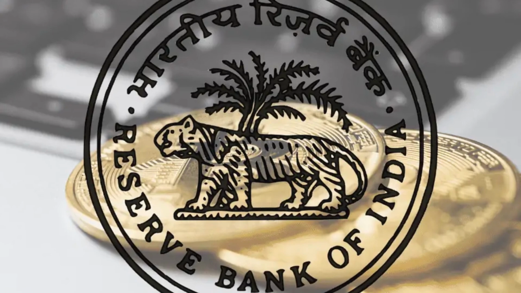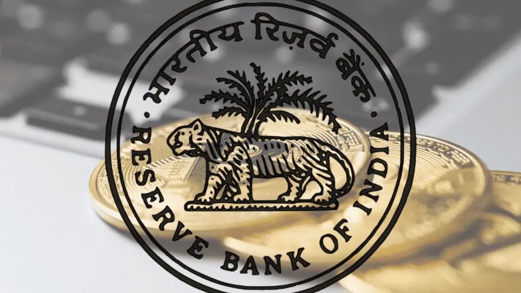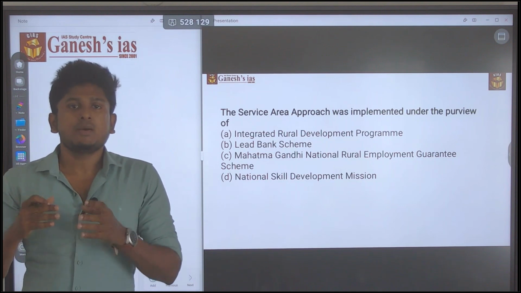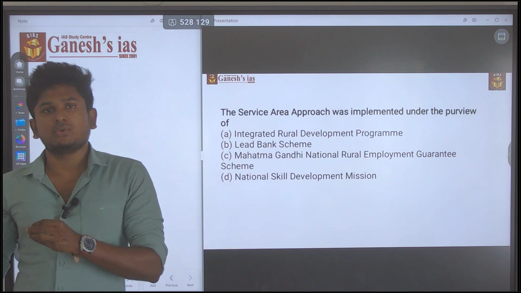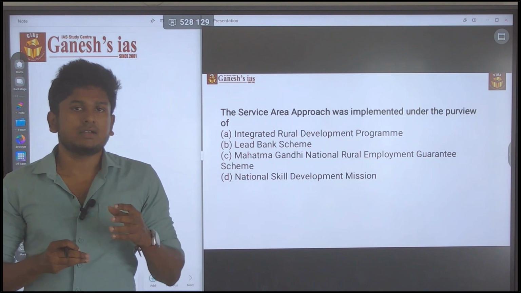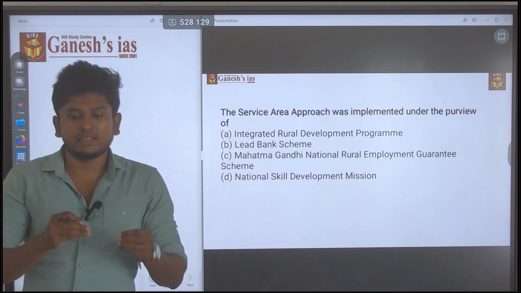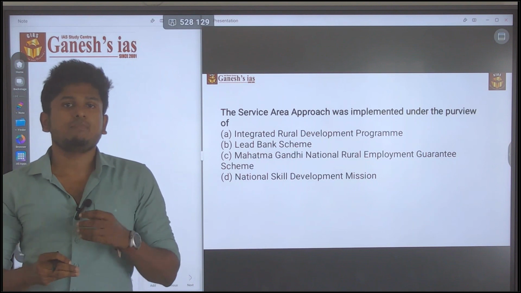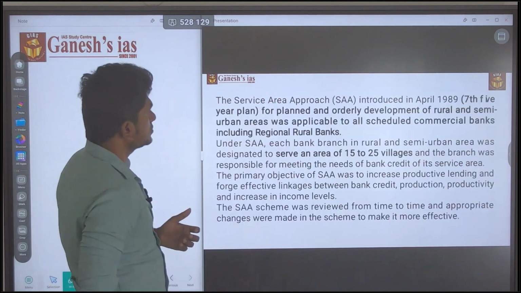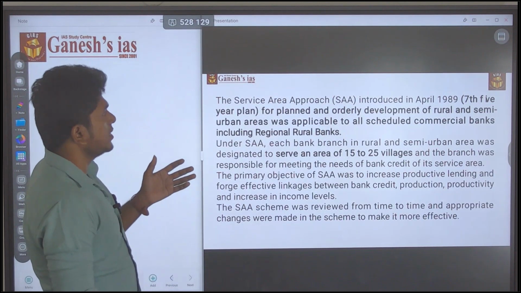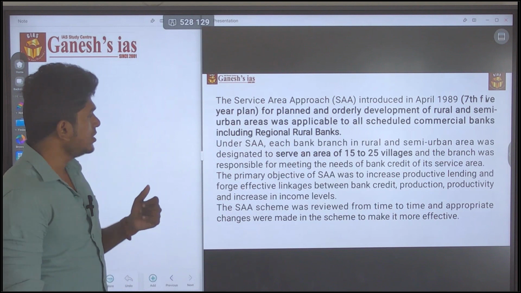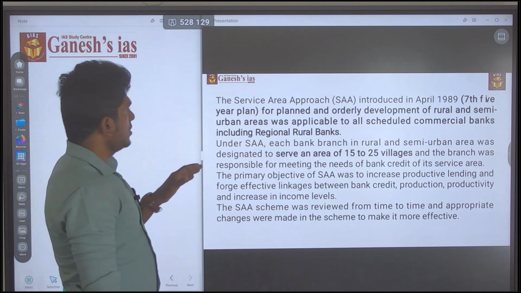The RBI will designate a certain bank as a lead bank. They will coordinate with all other financial institutions and banks in their area. By that, they will provide financial inclusion or financial flow towards rural India also. This is called a service area approach, and the scheme by which they implement this approach is called the lead bank scheme. The service area approach was actually introduced in the 7th Five-Year Plan. This may be a question in the upcoming prelims. So this is all about the lead bank scheme.